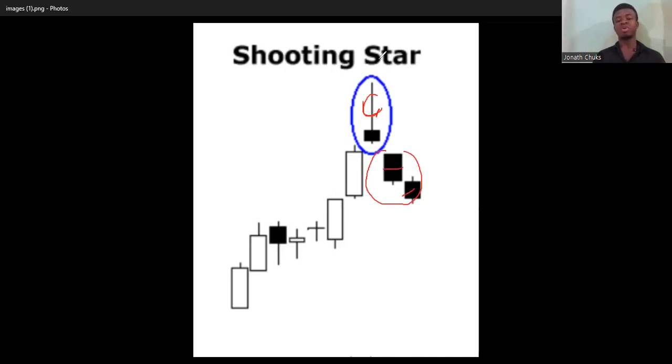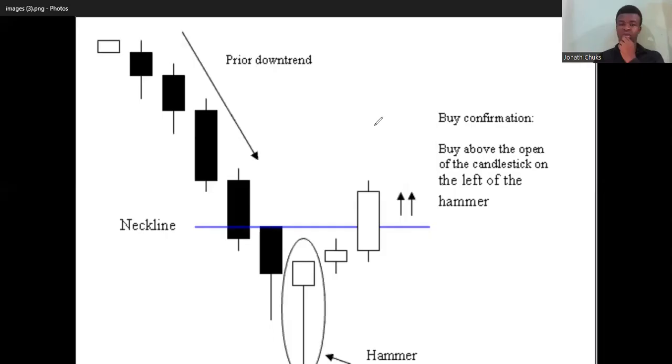Whenever you hop in, you take your stop loss to somewhere at the top here, using the wick. The highest wick can be your stop loss, or the highest point where the candle closes can be your stop loss. So just make sure that you manage your risk very, very well. Remember to always put your stop loss. That is just what it's all about.